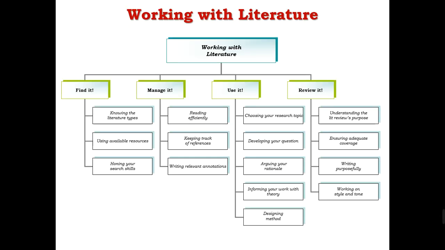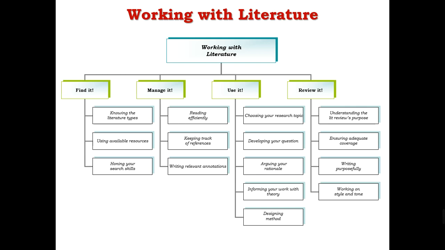So this is the flowchart model on how to work with literature. Working with literature, first of all, as I already told, is finding it: knowing the literature types, using available resources, and you should know the research skills also. Coming to the second parameter, that is managing it. That means reading efficiently, not simply reading superficially. Reading efficiently and keeping track of all the references, that is the documentation of references, and writing relevant annotations. So that is also very important.